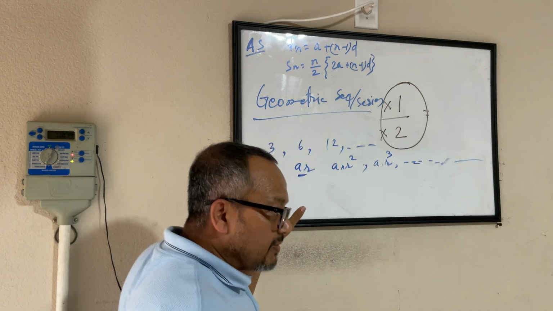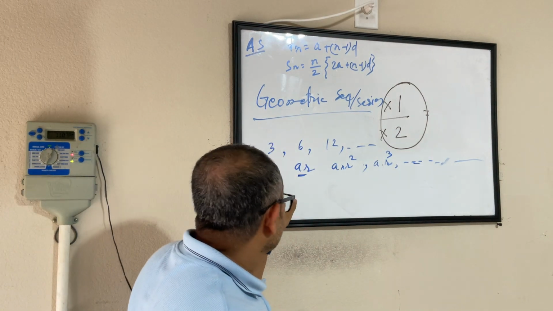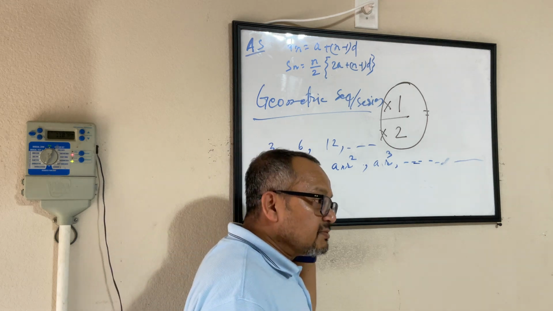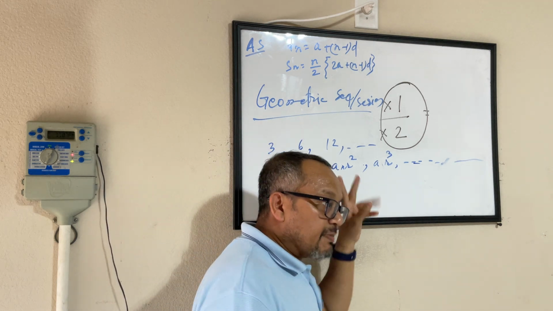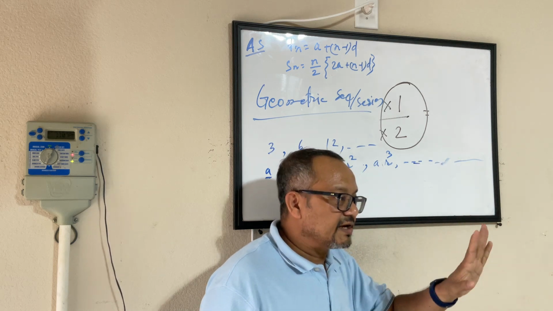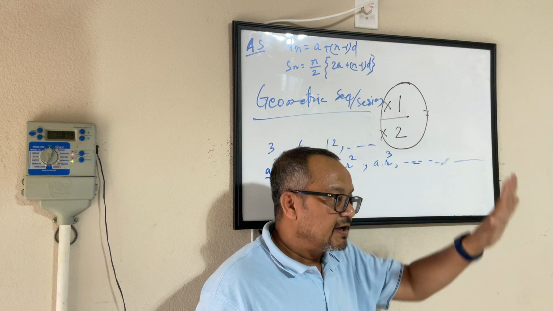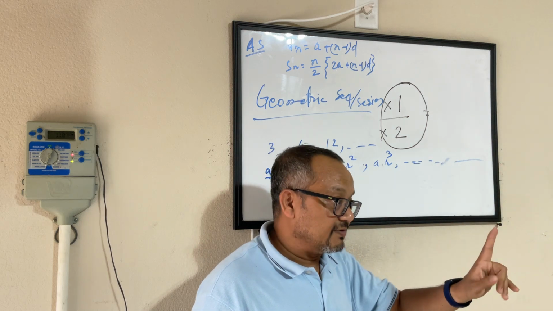Now I'm reading the values that I'm seeing on the board. My first term is A. My second term is A times R. My third term is A times R square. My fourth term is A times R cube. My fifth term is A times R to the power 4. Sixth term is A times R to the power 5.